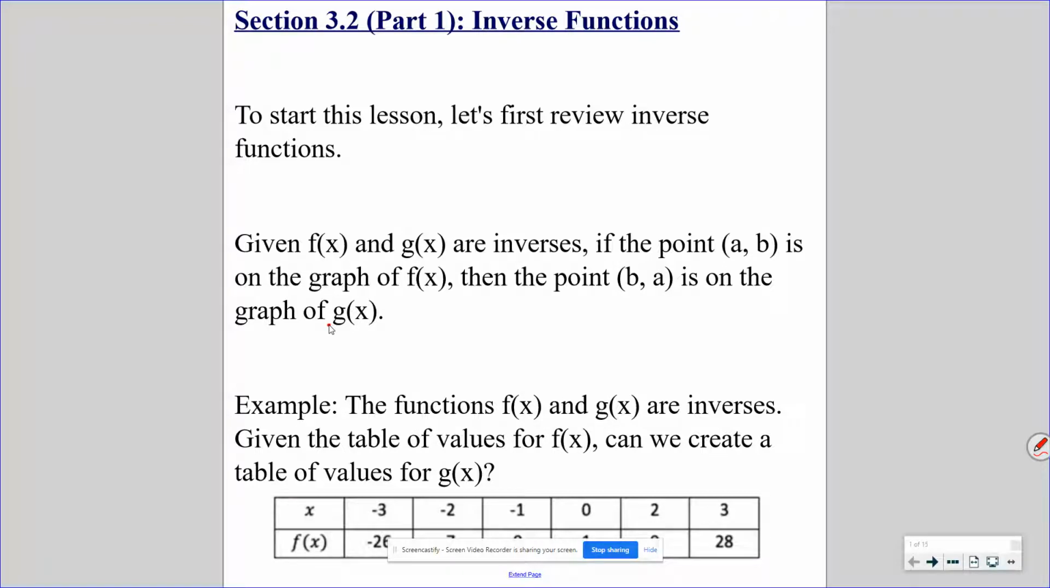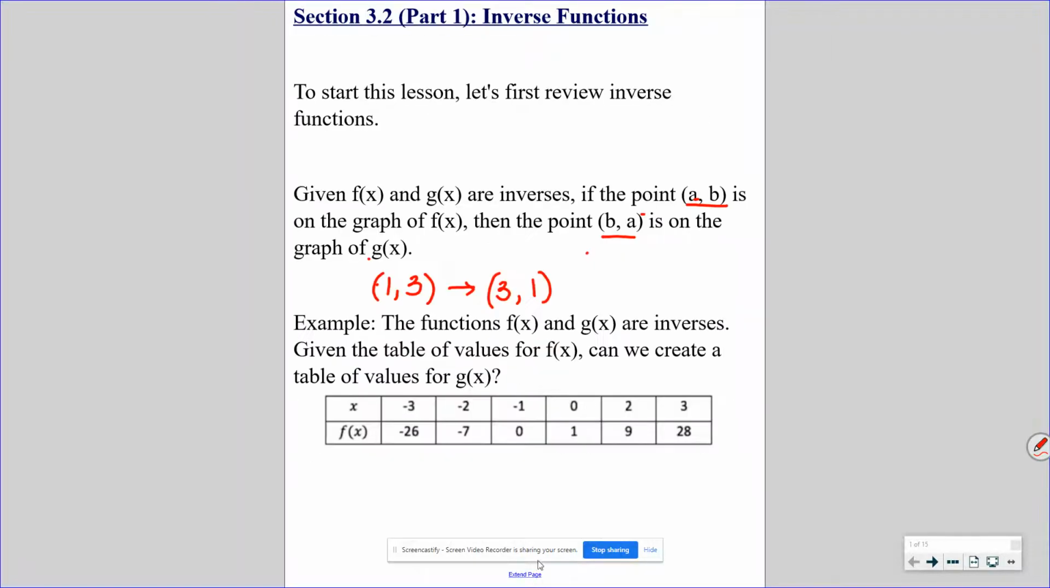It says for inverse functions, if you have two functions that are inverses, if the point (a, b) is on the graph of f of x, then the point (b, a) will be on the graph of g of x. So what you're seeing here is that there are companion points on functions and their inverse functions. And when I say companion point, I mean those two points obviously have something in common. They've just been inverted or flipped to create a location on the inverse function.